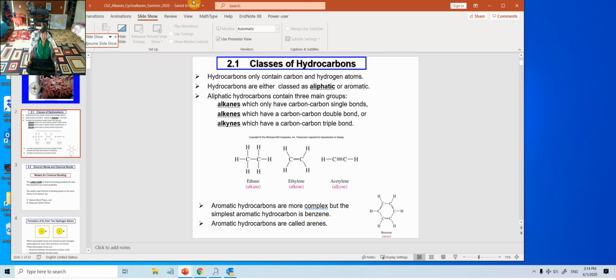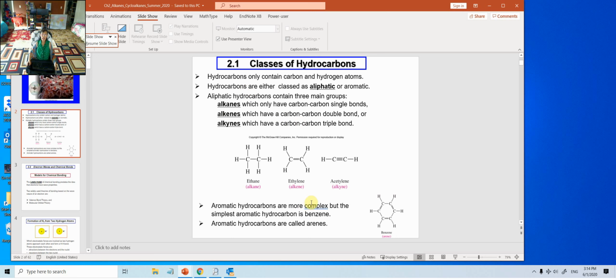For example, the commonly used one, such as ethane, you have C2H6. Second one called ethylene, C2H4. Between carbon and carbon, you are going to see a double bond. The last example called acetylene, you have the carbon-carbon triple bond. The formula is C2H2. The second major class of hydrocarbons is called aromatic hydrocarbons.